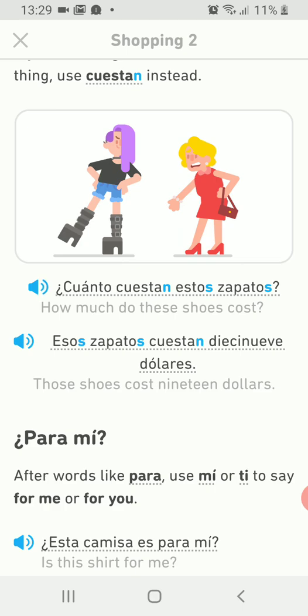¿Cuánto cuestan estos zapatos? We know what zapato is. It's a shoe. So ¿cuánto cuestan? How much do they cost? Estos is these. Estos zapatos. How much do these shoes cost? And the answer would be: esos zapatos cuestan $19. Those shoes cost $19.